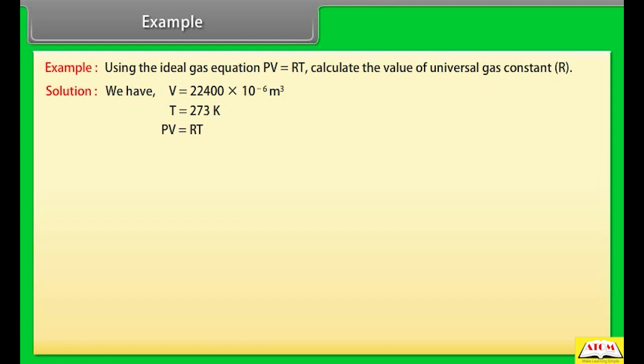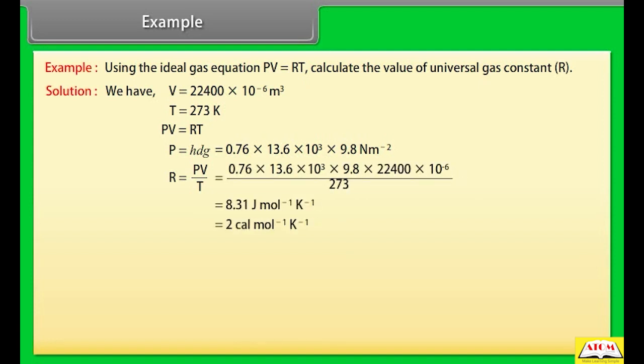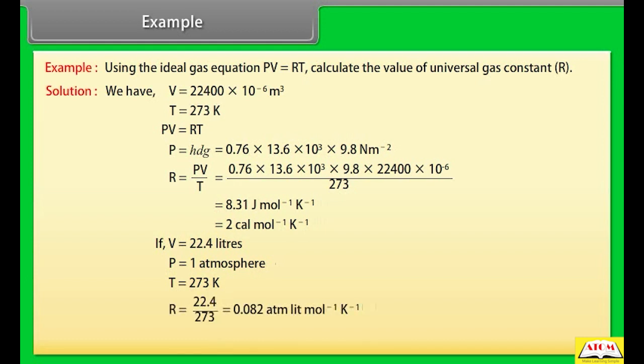PV is equal to RT. Now, we calculate value of R by putting the values. R is equal to PV by T is equal to 2 calorie per mole per Kelvin. If V is equal to 22.4 liters, P is equal to 1 atmosphere, T is equal to 273 Kelvin, R is equal to 0.082 atm liter per mole per Kelvin. Hence, the value of universal gas constant is 0.082 atm liter per mole per Kelvin.